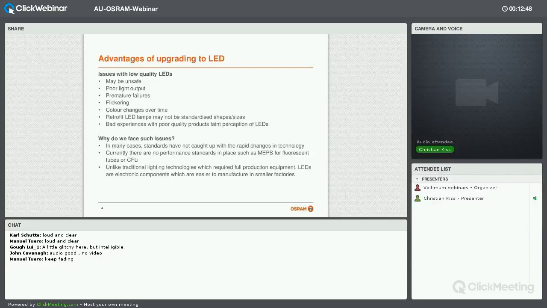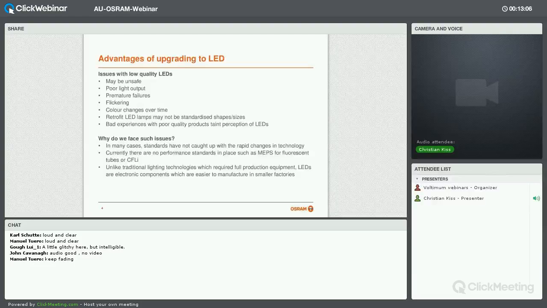Okay, so in terms of common issues with LED, the issues with low quality LEDs, I should say, and there are some in the market, particularly if you're buying online. You have to be sort of buyer beware of what you're buying because you never really know what you're getting.